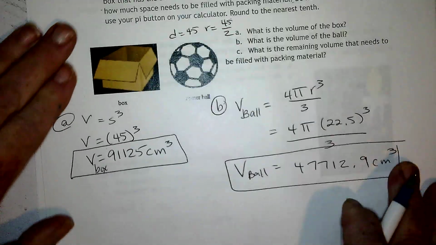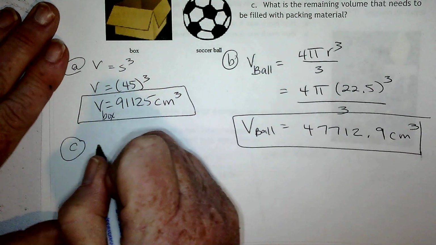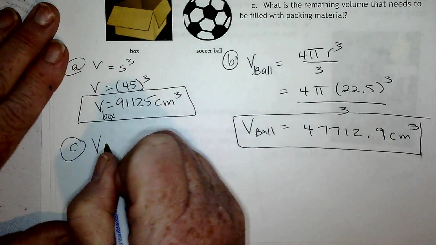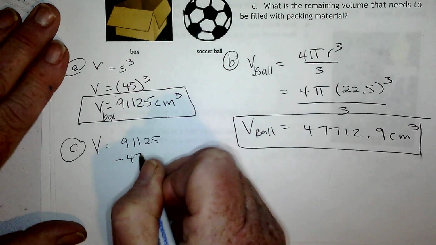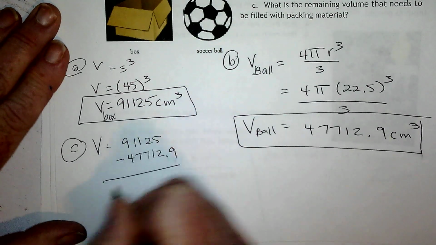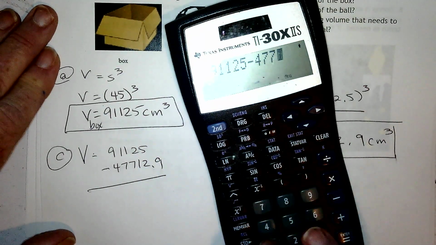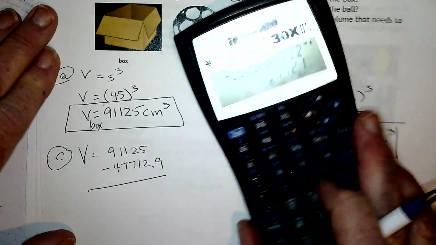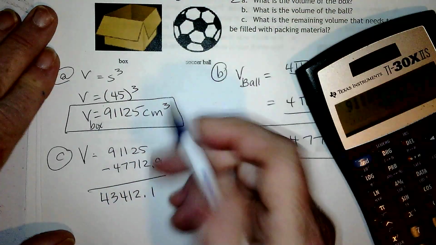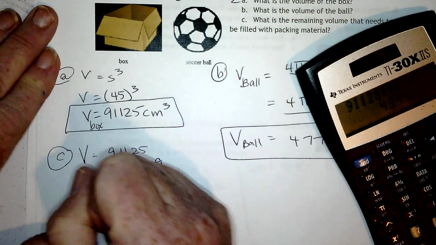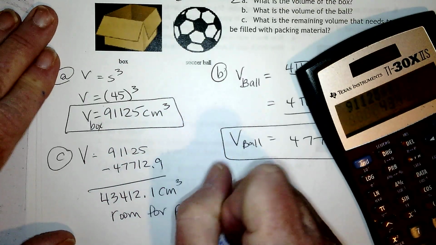And last, we need to find the space in between the ball and the box. So we subtract the 2. The empty space is going to be 91125 minus 47712.9. And that's 43412.1 centimeters cubed. That's room for the packing. Room for packing.